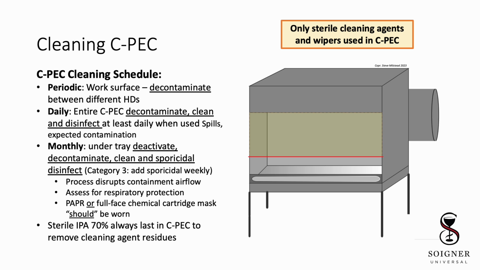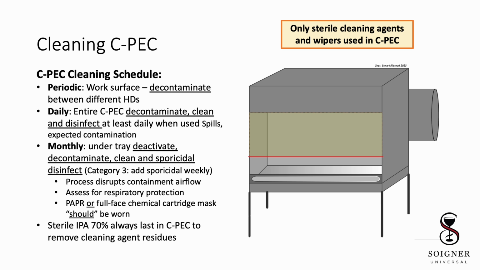contamination. Monthly, the entire C-PEC, including underneath the work surface tray, will be deactivated, decontaminated, cleaned, and disinfected with a sporicidal disinfectant. Remember that Category 3, a sporicidal, will be used weekly, but for Category 1 and 2, the minimum requirement is monthly. It's important to understand that the process of cleaning underneath the work surface tray is disruptive to airflow and potentially exposes the worker to hazardous contamination.